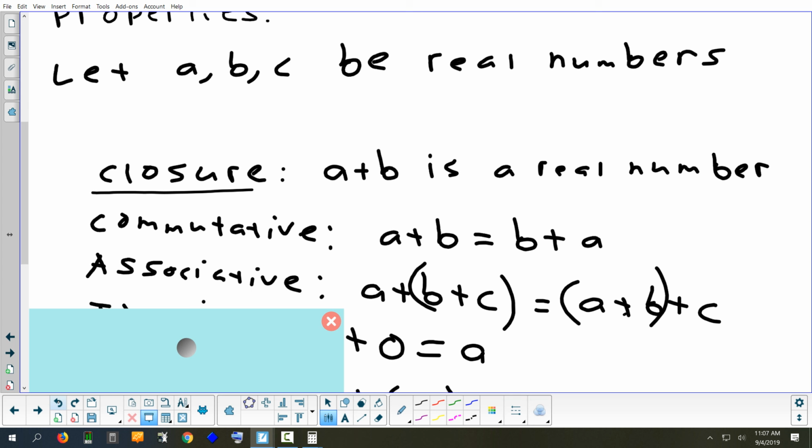And you could try it. Let A be 1, let B equal 2, and let C equal 3. If you add 2 plus 3 first and then add 1, it's the same as adding 1 plus 2 and then adding 3. You're going to get the same thing.